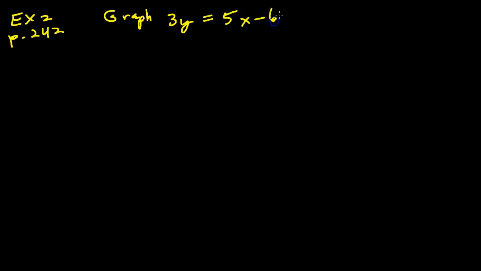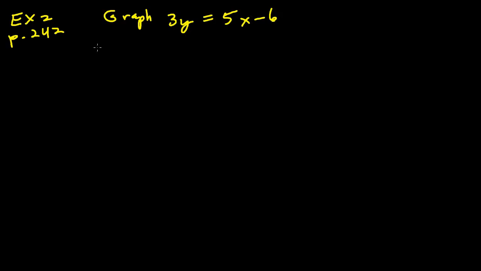All right, let's try another one. This is example 2 on page 242. We are asked to graph the line equation 3y equals 5x minus 6. Now you'll notice here that y is not solved for. We are not given y in terms of x, so it may be a little harder to graph.